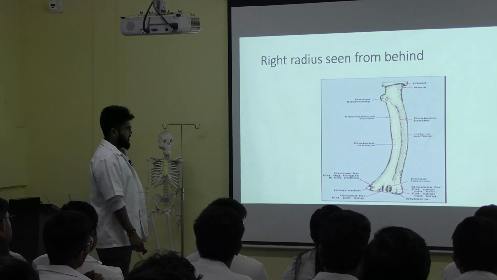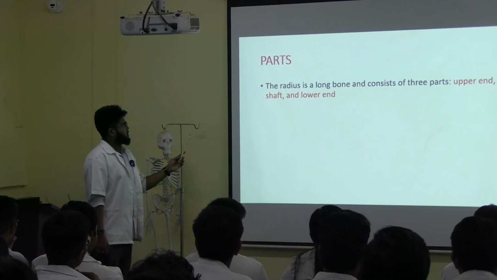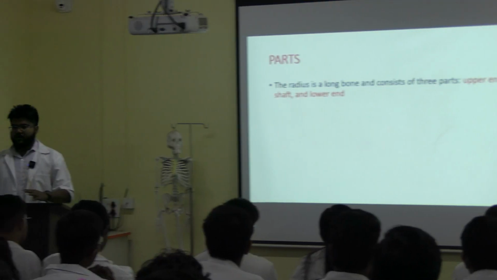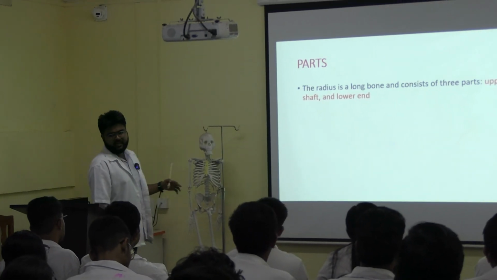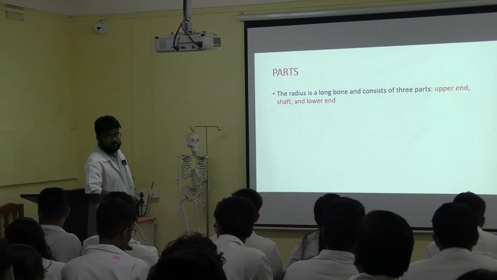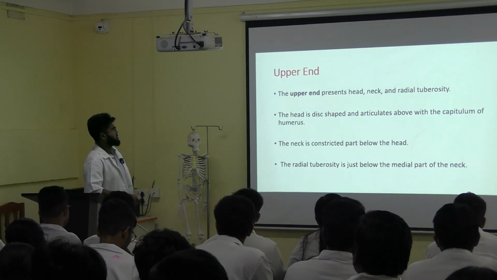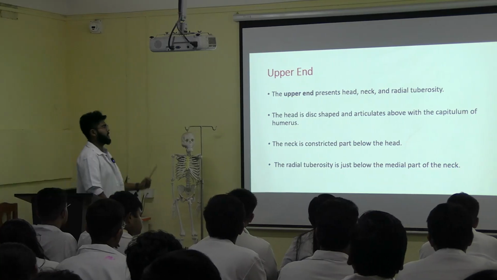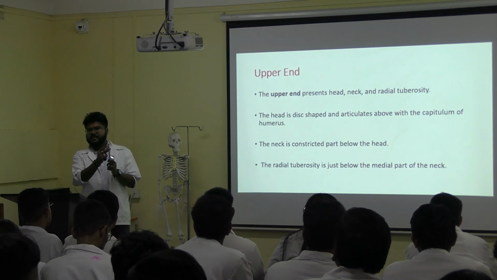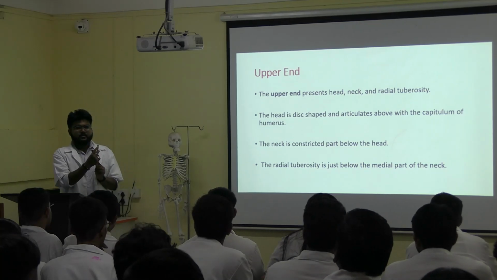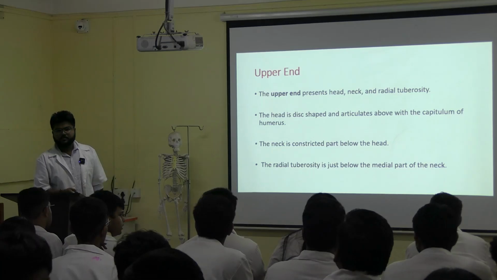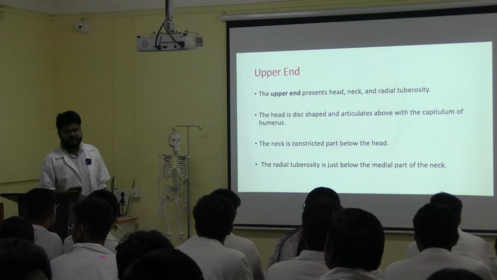Next, there are mainly three parts: upper part, shaft, and lower part, meaning upper end, shaft, and lower end. In the upper end, you all know there are head, neck, and the radial tuberosity. Can anyone tell me the muscle attachment of the radial tuberosity? Yes, biceps brachii muscle tendon.